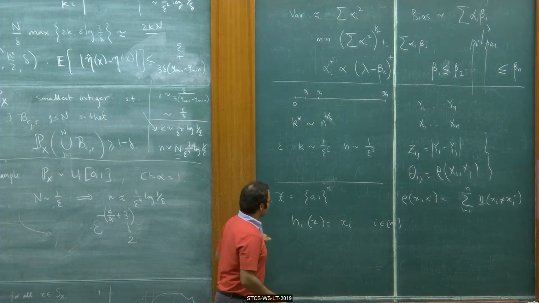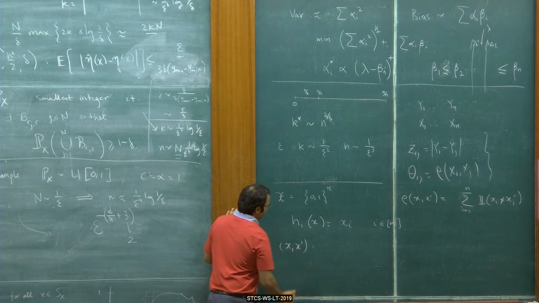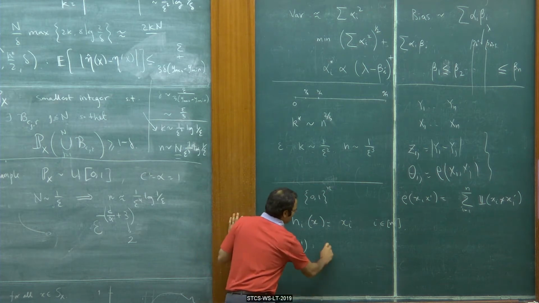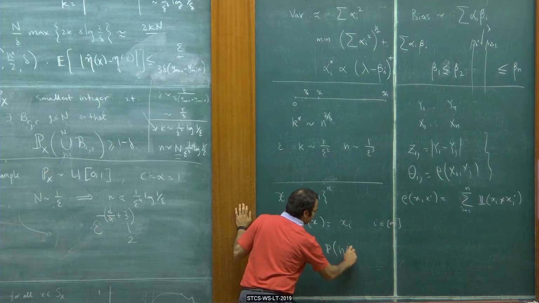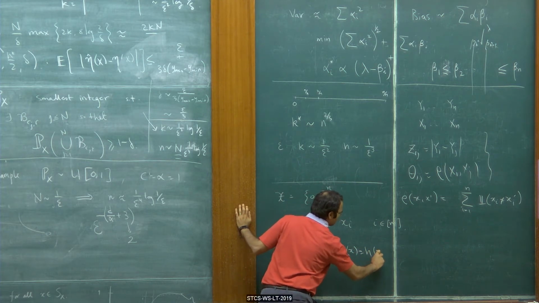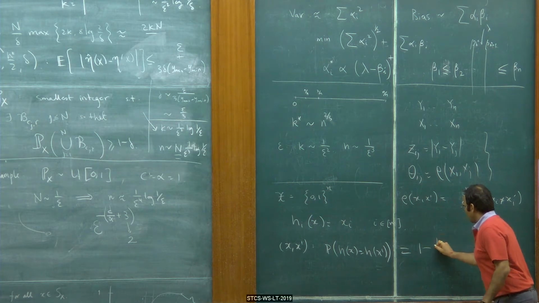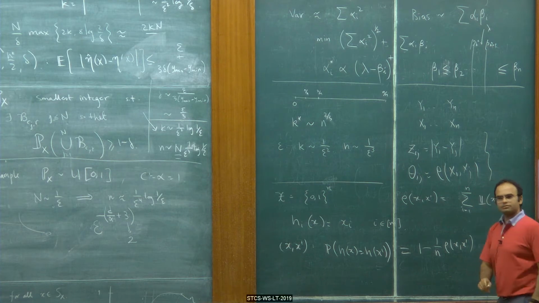Now suppose I've got x and x prime. What's the chance that the hash will match? Well, the probability that the randomly chosen index will match, that is, this random hash for x and x prime will match, is precisely equal to 1 minus 1 over n times rho of x, x prime, right?